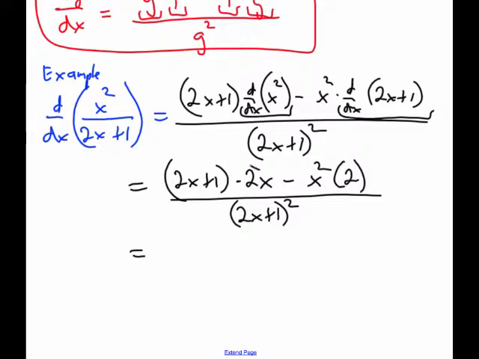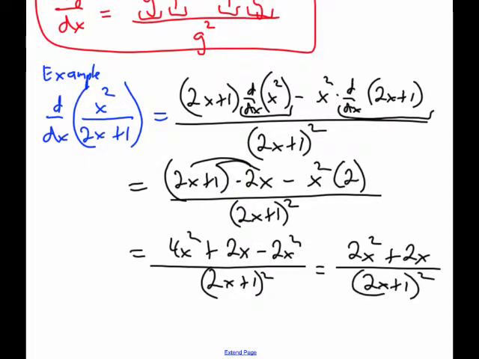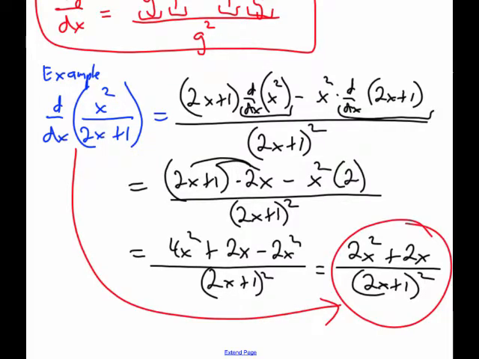And let's just clean up the top a little bit. We could multiply, and so the derivative would be 2x squared plus 2x all over 2x plus 1 squared. And I could factor the numerator, but there's no need to because nothing is going to cancel on the denominator. And so the derivative of my given quotient is this.